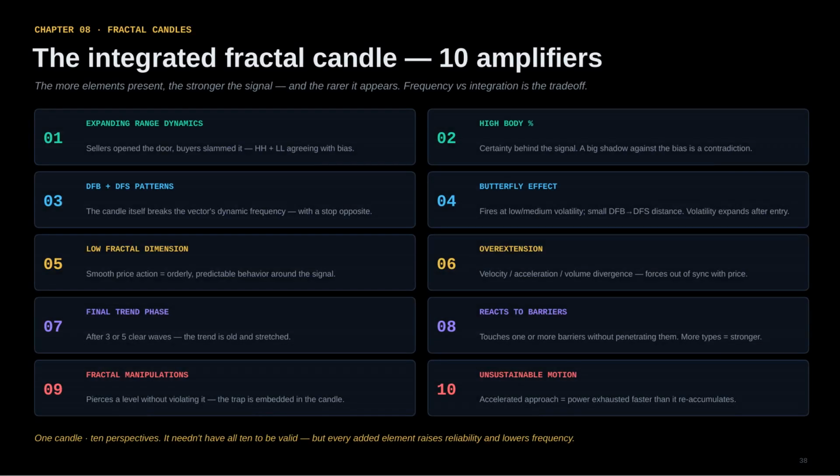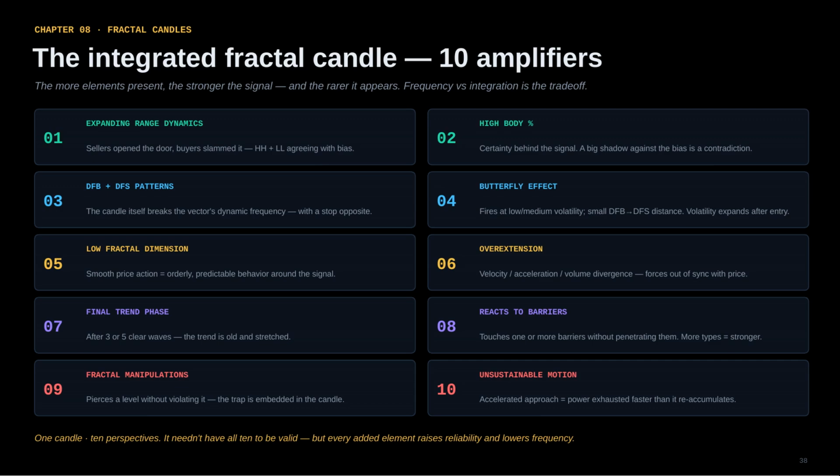When elements stack inside one fractal candle, you get the integrated fractal candle, the strongest signal this framework produces. 10 amplifiers. 1. Expanding range dynamics, sellers opened the door and buyers slammed it. 2. High body percentage, certainty. 3. The candle produces a DFB, with a DFS on the opposite side. 4. The butterfly effect, low to medium volatility at the signal. 5. Low fractal dimension, smooth surroundings. 6. Overextension, velocity, acceleration, or volume divergence behind it.